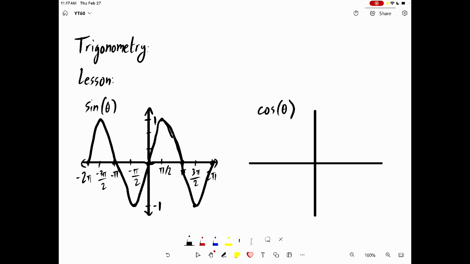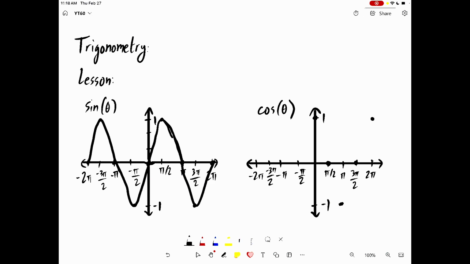So now we're going to graph cosine of theta. Cosine of theta is a little different, but first let's label the axes the exact same way as we did for sine theta. So now that we have the axes labeled, let's go ahead and do all of the cosine values. Cosine of 0 is equal to 1. Cosine of pi over 2 is equal to 0. Cosine of pi is equal to negative 1. Cosine of 3 pi over 2 is equal to 0. And 2 pi, which is the same as 0, is 1 again.